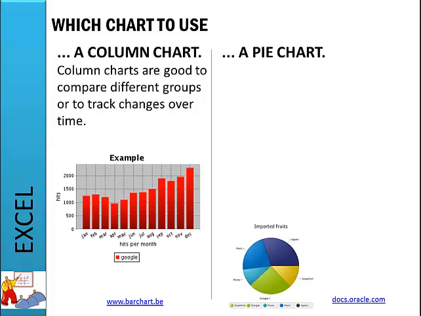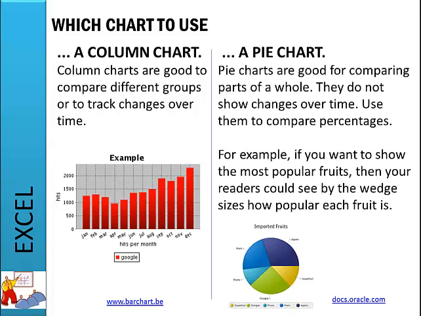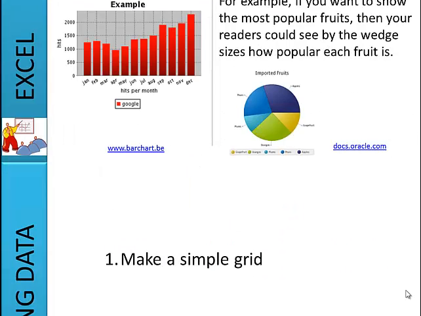So here we can see column charts are good to compare different groups or to track changes over time, and that's the example we can see there. While a pie chart is not good for changes over time, but it is good for comparing parts of a whole. So now we have an idea that column charts and pie charts can highlight and display slightly different information.